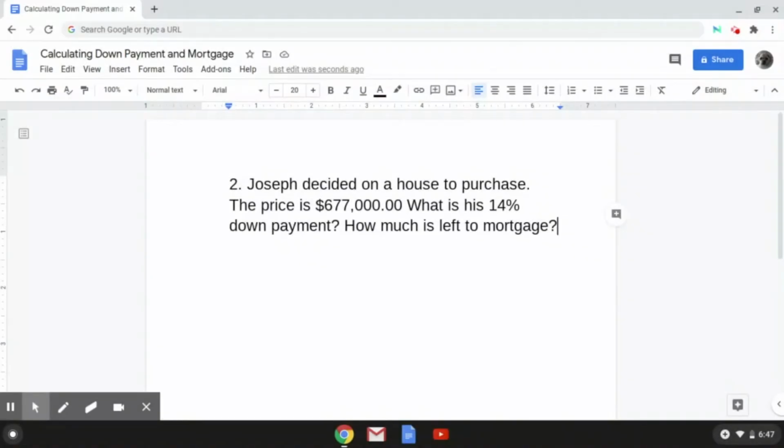Okay, so this next problem reads, Joseph decided on a house to purchase. The price is $677,000. What is his 14% down payment? And how much is left to mortgage? So the way that we're going to solve this problem is like we did in the last problem. First, we're going to take the $677,000, multiply it by the 14%, which is 0.14. This will give us our new down payment amount of $94,780.